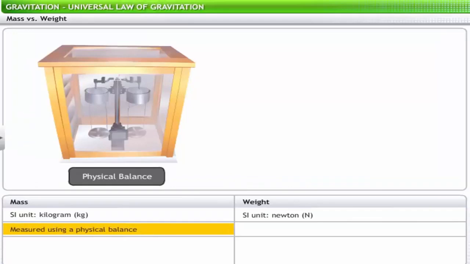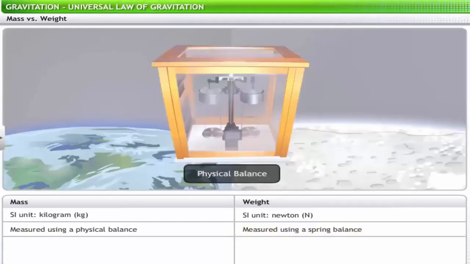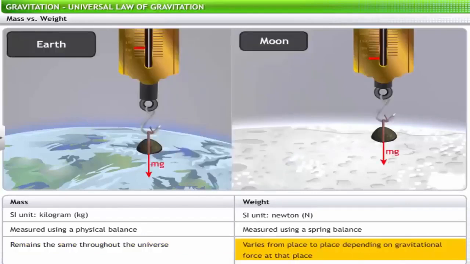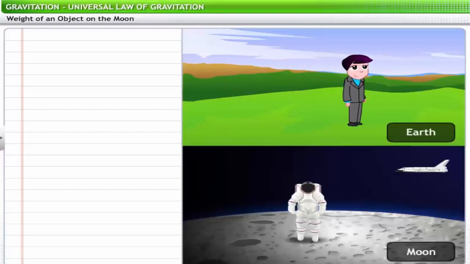A physical balance is used to measure the mass of a body. Weight is generally measured using a spring balance. The mass of a body is universal, meaning it remains the same throughout the universe. The weight of a body varies from place to place depending upon the gravitational force on the body at that place. This means that your mass on the Earth and on the Moon would be the same, but your weight would differ, because the acceleration due to gravity on the Moon is different from that on Earth. The gravitational force of the Moon is far less than that of the Earth.